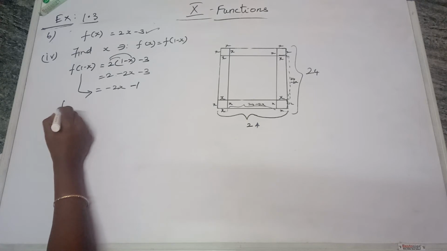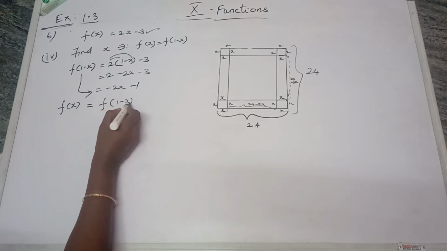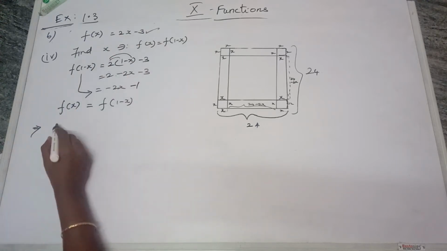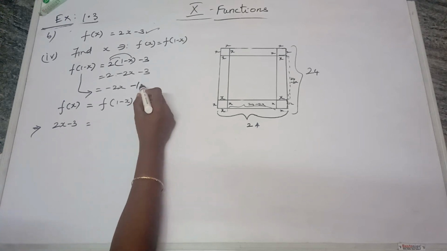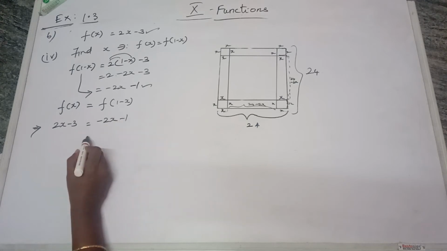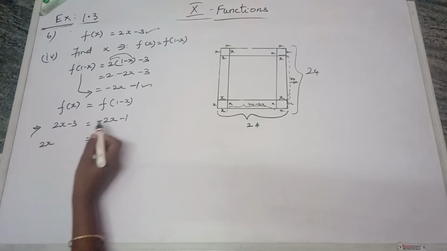Okay, so what is given in the question? If f of x equal to f of 1 minus x, what is the value of x? What is f of x given in the question? 2x minus 3. Then what we have found the value of f of 1 minus x? This one: minus 2x and minus 1. So now we have to write x terms together. Left side 2x is there, right side minus 2x.